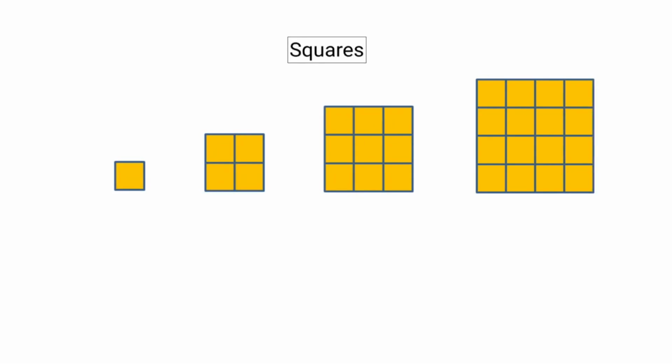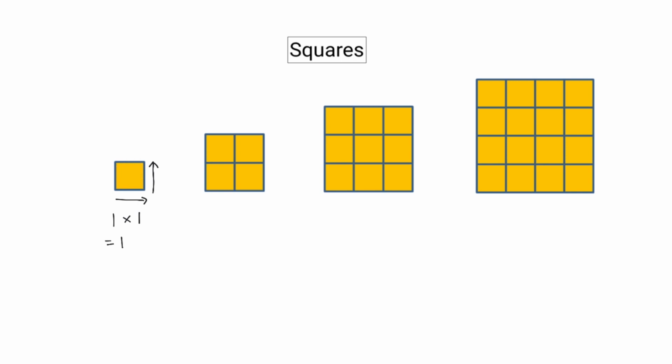If you look at the diagrams in front of us, you'll see that they're big squares made up of smaller squares. Now, the way we work out how many small squares make up the big squares is by multiplying the amount of small squares going across by the amount of small squares going up. So if we look at this first one, we've got one square going across and one square going up. So we can write 1 times 1. So there's a total of 1 square.